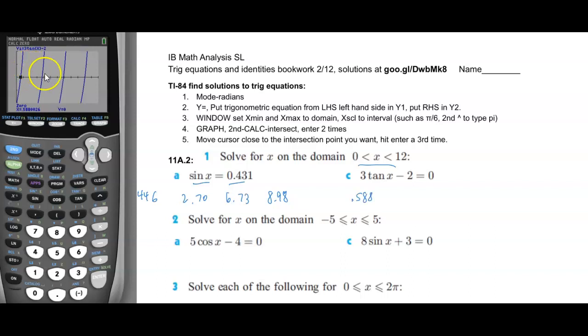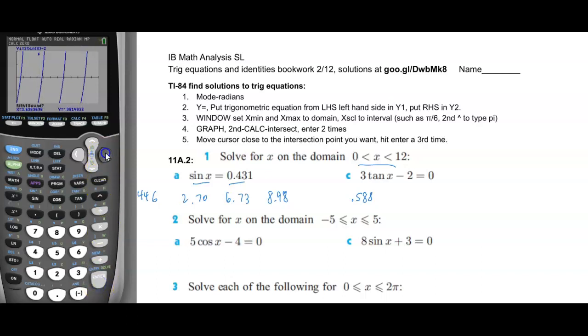Okay, and then I'm going to do this one now. I'm going to repeat it: second calc 0, which is number 2. And then I'm going to move the left bound cursor to be slightly to the left of the second intersection. It needs to show up here. Oh, there you go. Okay, and then enter.